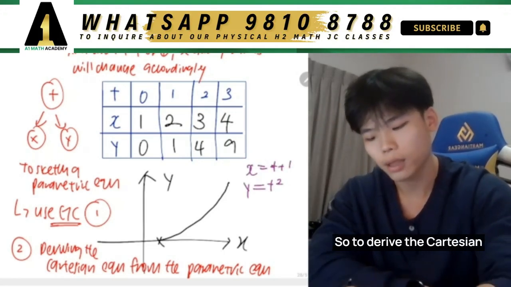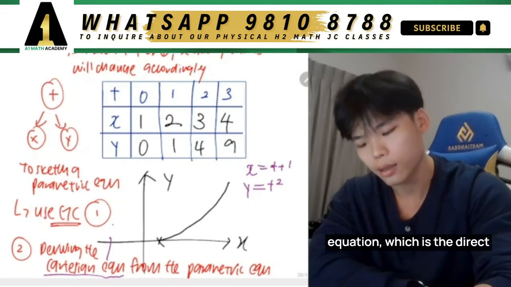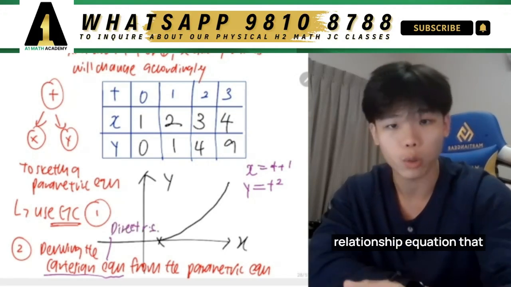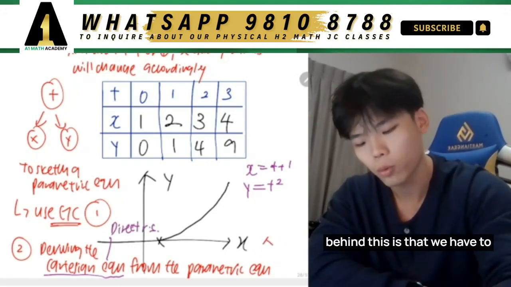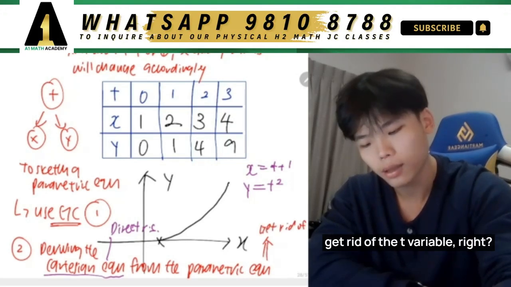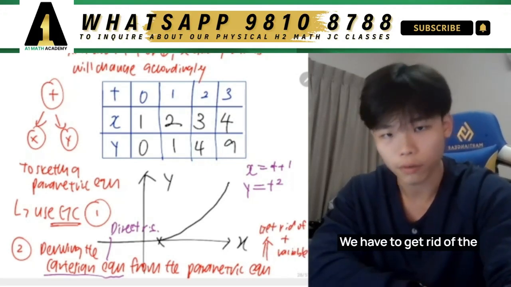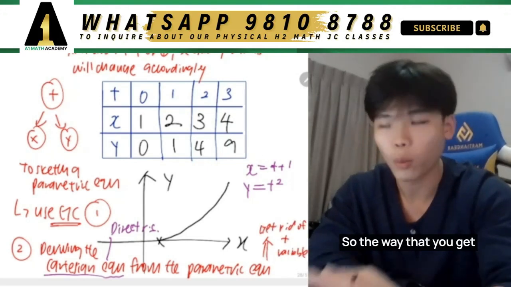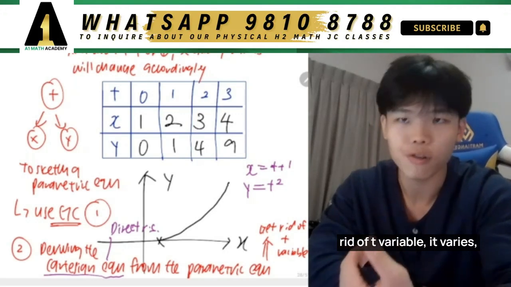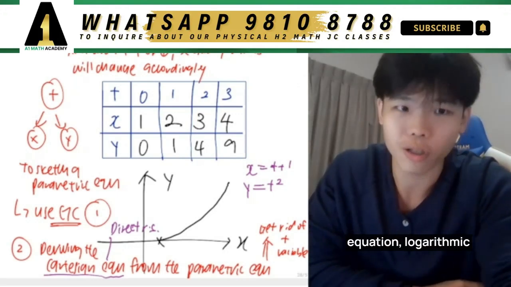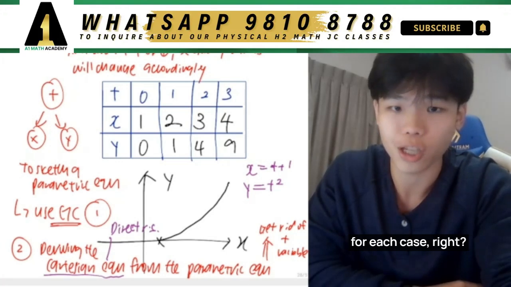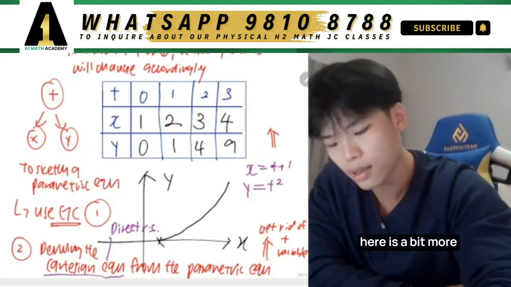So to derive the Cartesian equation, which is the direct relationship equation that links x and y, the whole idea behind this is that we have to get rid of the t variable, right? The way that you get rid of the t variable varies between different kinds of equation. If this is an exponential equation or a logarithmic equation, my approach will be slightly different for each case, right? But for this case over here, it's a bit more straightforward.